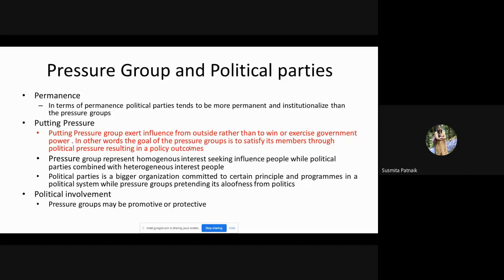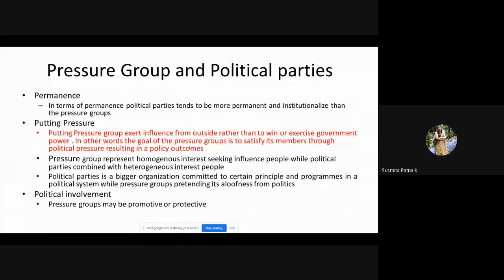These associations of people have homogeneous interest. What do you mean by homogeneous interest? It means that if the interest of one member of that group is inflicted, then the rest of the members have to raise certain issues in favor of the government to make it happen. So this is called homogeneous interest groups.